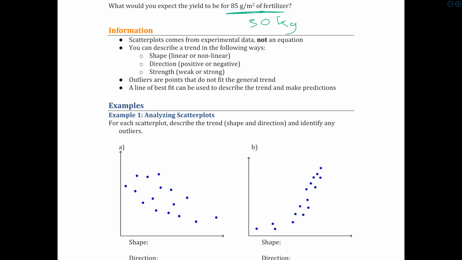I think one like that's not linear, right? It looks like it's probably actually exponential. It looks like it's a curve, not just a straight line. So that's that first part: is it linear or not? Sometimes it will be, sometimes it won't be.